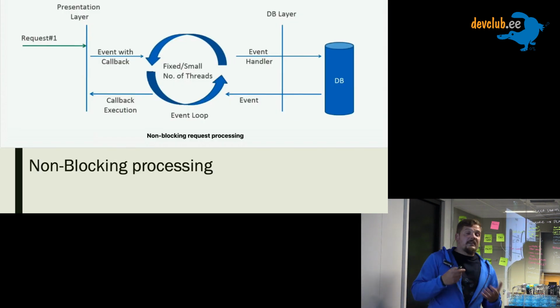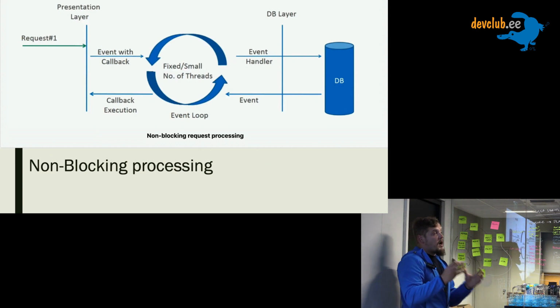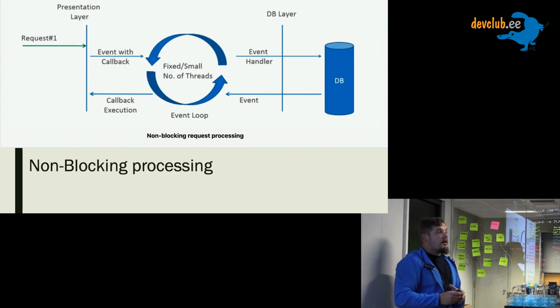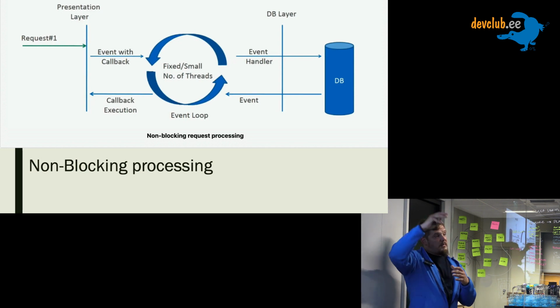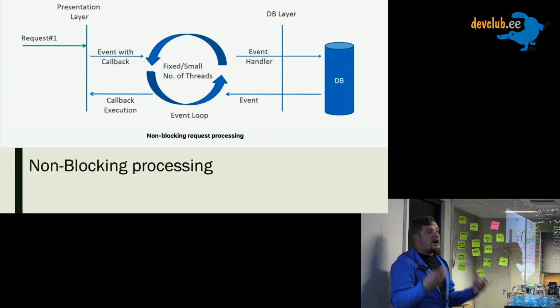And non-blocking processing means that you have a small number of threads, usually mapped one thread per core, and all your requests are put in a queue, you have some DB or some call, and you have a callback attached. We can compare this, for example, to me sitting in a bar.